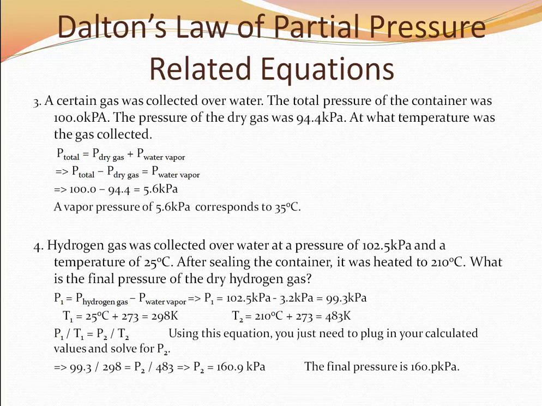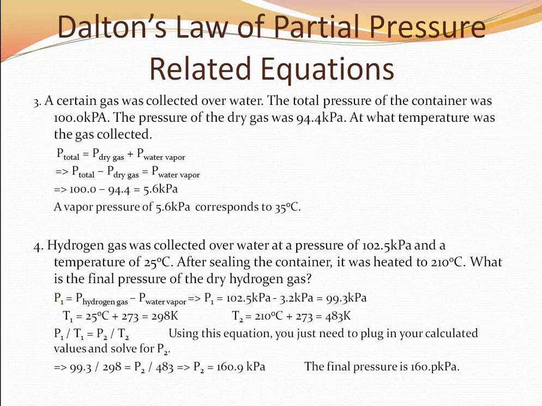Number 4. Hydrogen gas was collected over water at a pressure of 102.5 kilopascals and a temperature of 25 degrees Celsius. After sealing the container, it was heated to 210 degrees Celsius. What is the final pressure of the dry hydrogen gas? Well, in order to find the pressure of the dry hydrogen gas, you have to subtract the pressure of the water vapor from the hydrogen gas, because some water vapor is always pervading the hydrogen gas.